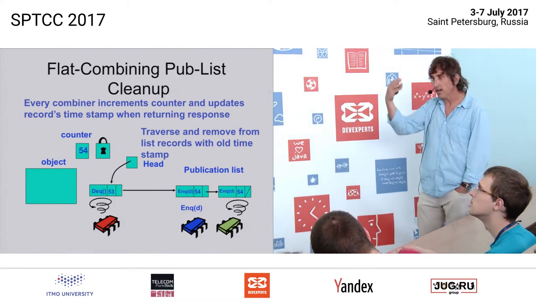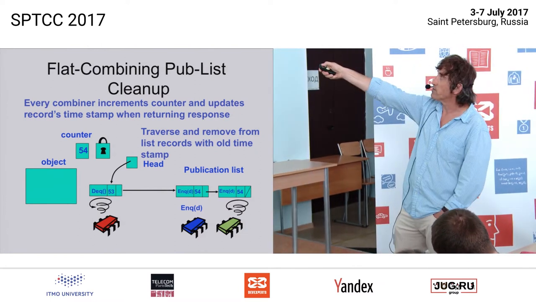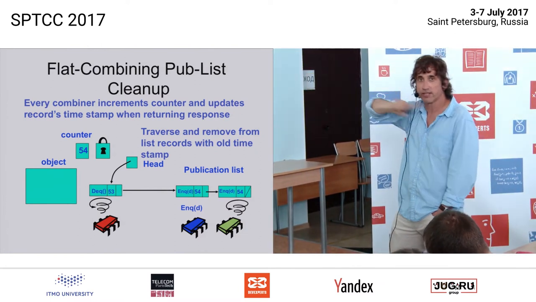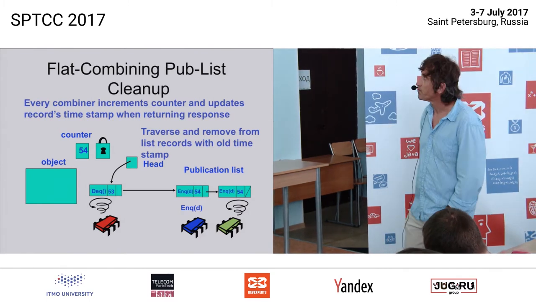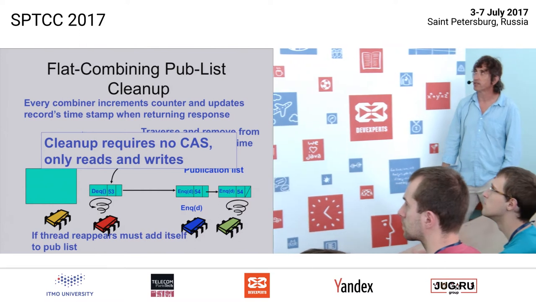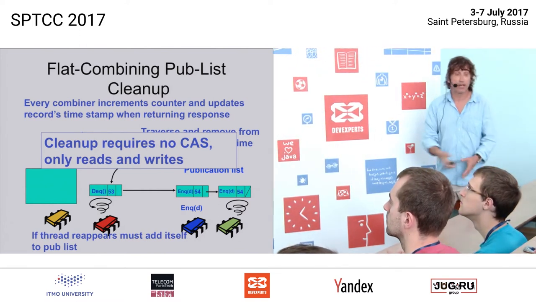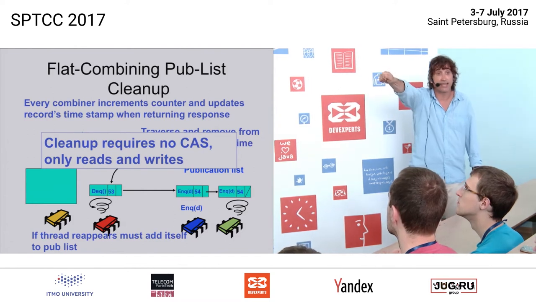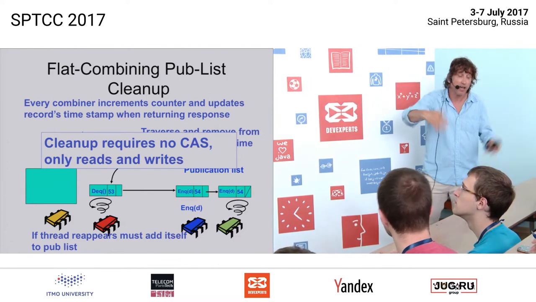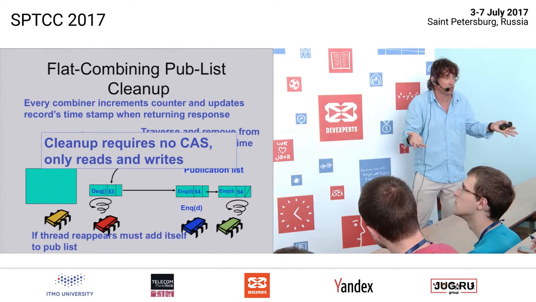So if somebody accessed the lock for a while and then stops accessing it, then I remove them from this publication list so the list won't be too long. And if somebody reappears, then I have to add him to the list. And if I do this cleanup, because there's one thread that's doing the cleaning and he's the guy who owns the lock, I don't need to synchronize on that either. So there's really no synchronization.